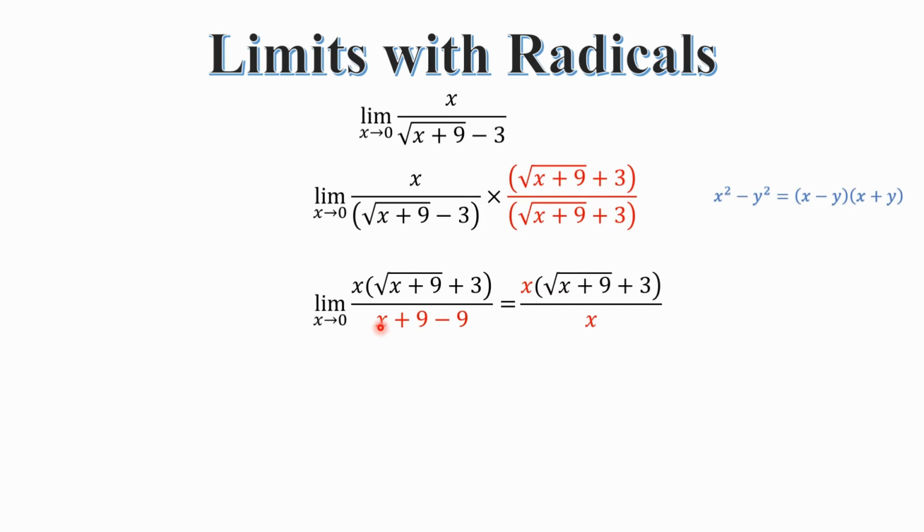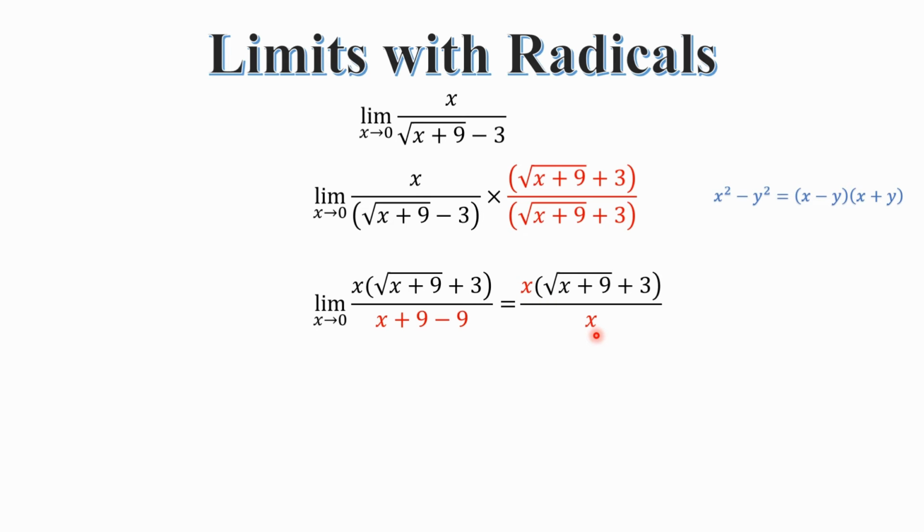Square this term, you get x plus 9. Square this term, you get 9. And you put the minus sign in between. These 9s cancel out, and you have x and x. I've placed these in red because this is what happens in most cases with this type of problem. You are now going to cancel these out, because if you substitute 0 for this, you still have division by 0. So it has to cancel out.